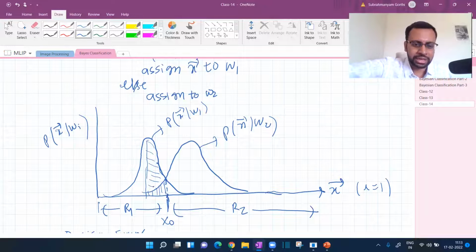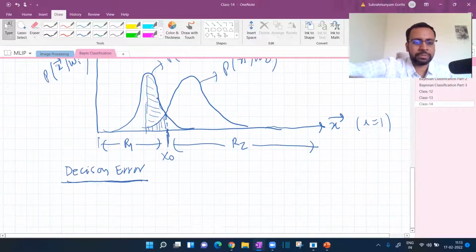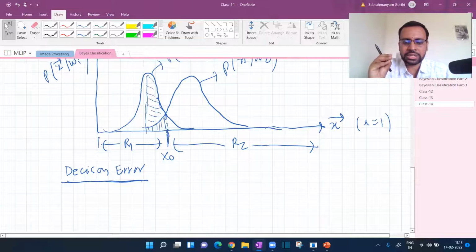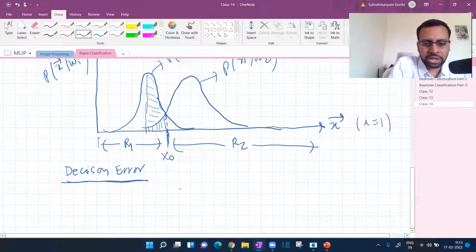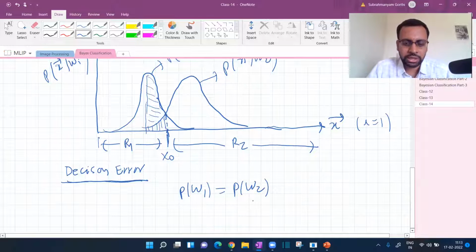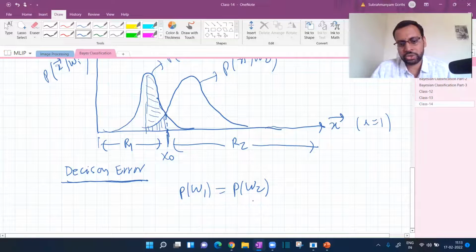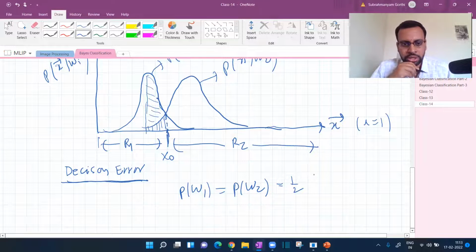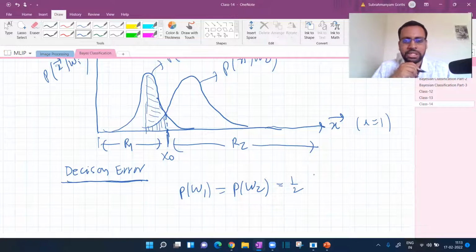So there is some error, but can we quantify that error? Let us start with a simple case. Gradually we scale up to generalizing it. For now, let's assume the prior probabilities are the same. P of omega 1 is equal to P of omega 2, and of course then it has to be 1 by 2. Then let's see how much error I committed.